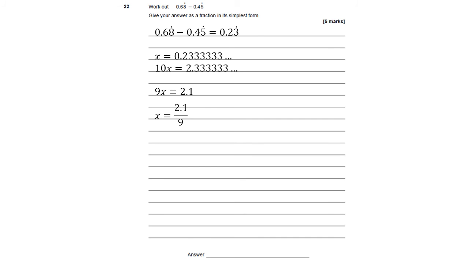But we don't want a decimal in our fraction, so the quickest way to get rid of a decimal is to multiply it by 10. So multiplying top and bottom by 10, this must be equal to 21 over 90. We're now just going to check if we can simplify this at all. Well, they're both multiples of 3. So dividing top and bottom by 3, we get 7 over 30, which can't be simplified any further.